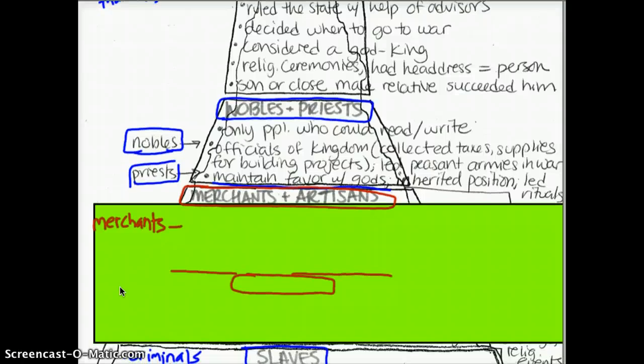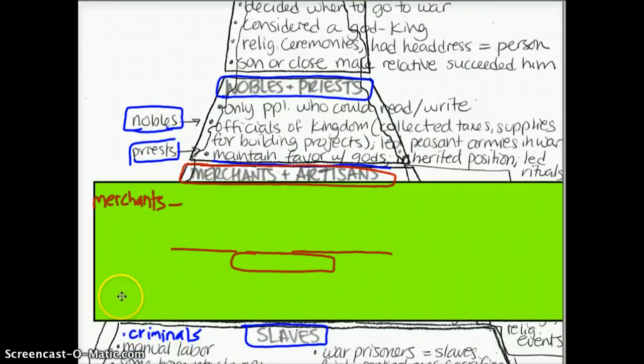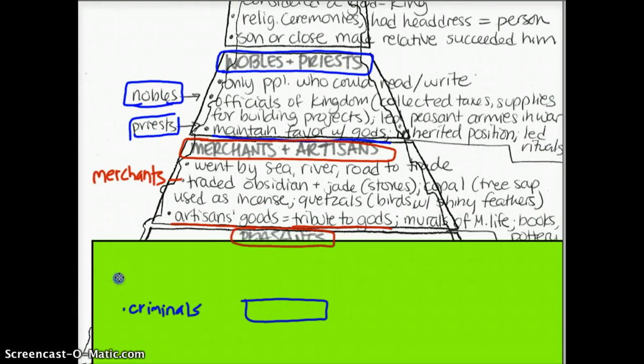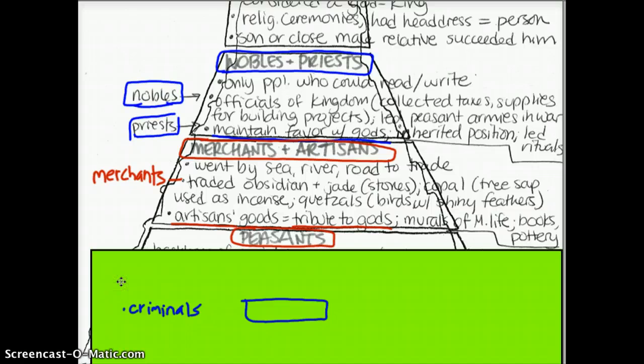Next social class, we have merchants and artisans. So again, they had different roles. Merchants traded goods, and you can see the different ways that they did that and the different goods that they traded. Quetzals are birds with special feathers, so we don't really talk about quetzals too much, but that's a type of bird. The artisans were artists who made goods, and these goods were a tribute to the gods.